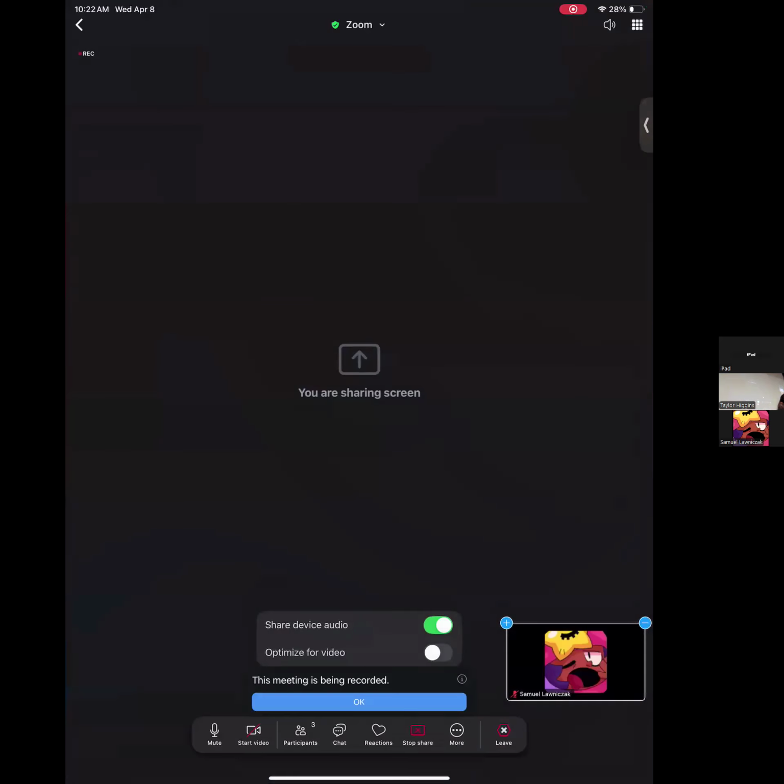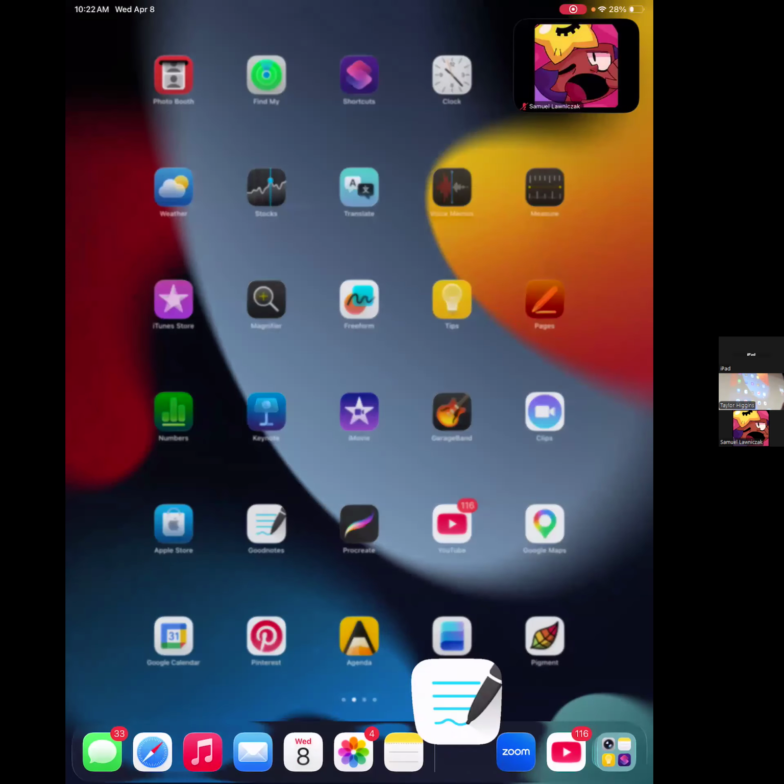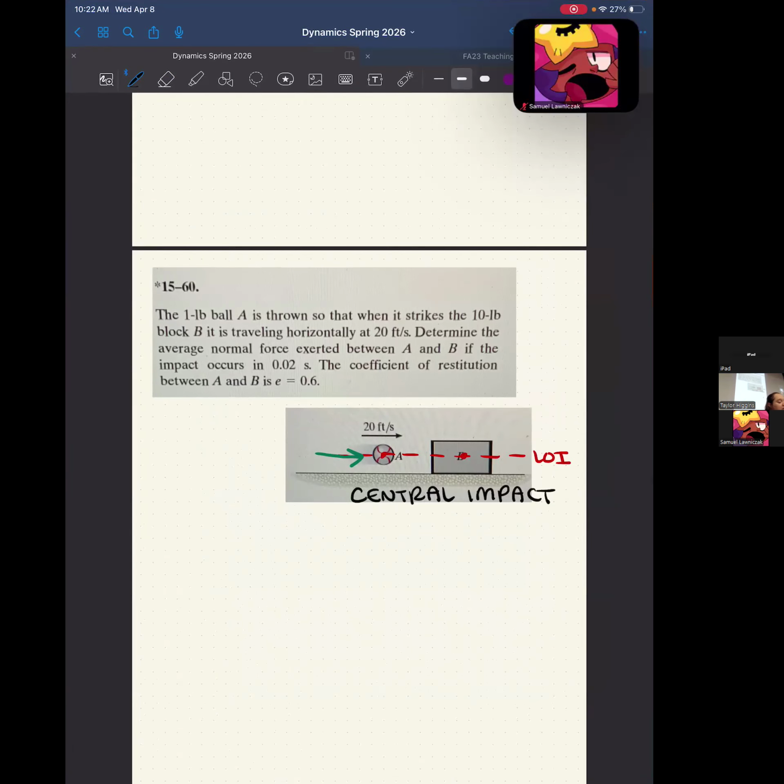Separately, after we've solved for the final velocities, we then need to look at impulse momentum for a single object so that we reveal that impulsive force and we can solve for it. So do our normal central impact steps first, and then do this additional step where we analyze just impulse momentum for one object.